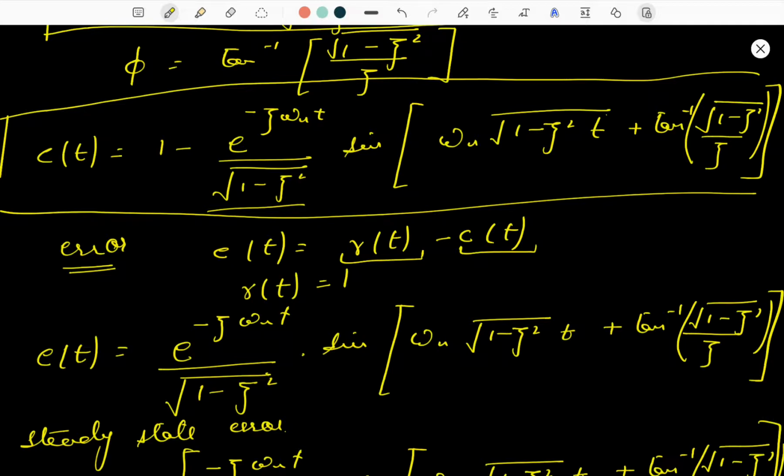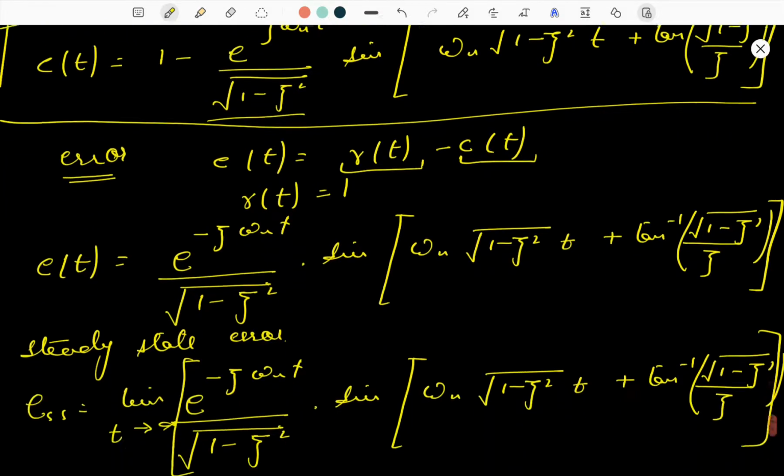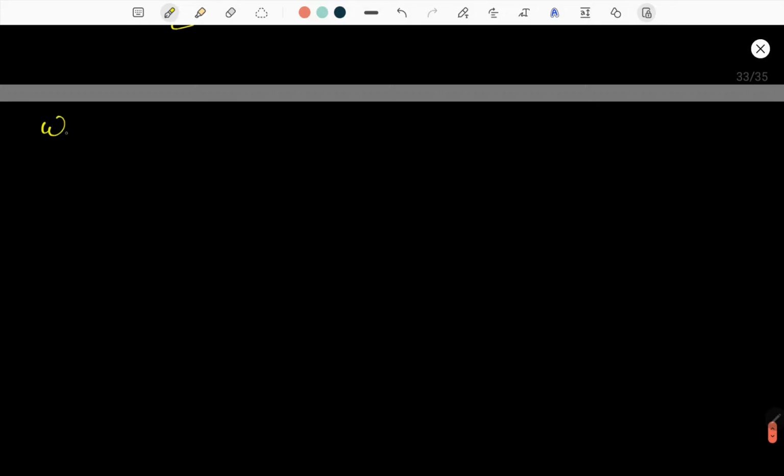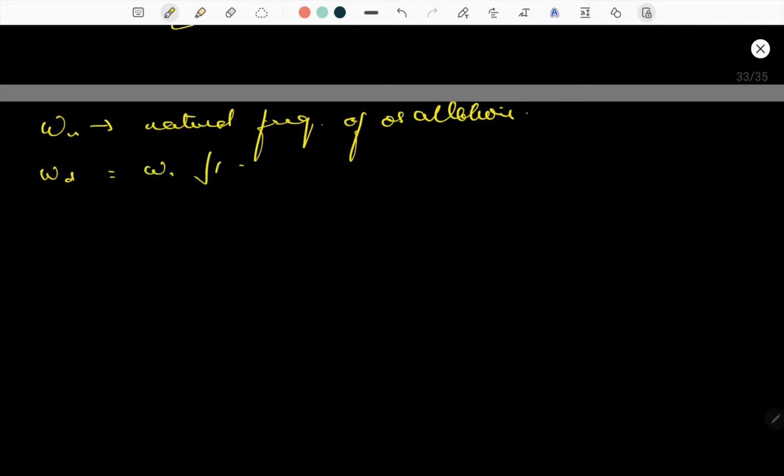All right, so this is what we are going to get. Here, simply write down the terminology. The term omega n is simply called the natural frequency of oscillation, as I have already told. Natural frequency of oscillation. The term omega d, which is omega n under root of 1 minus zeta square, this is the damped frequency of oscillation.